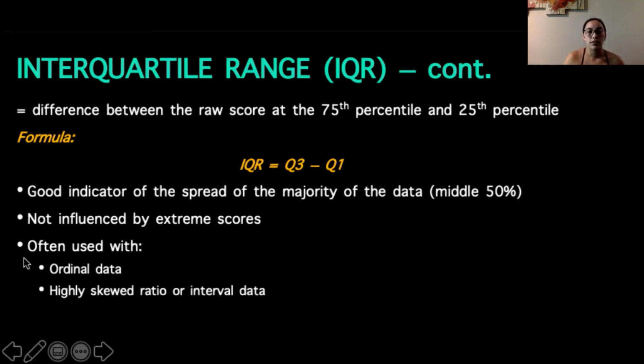It's often used with ordinal data. We can use it with highly skewed data as well. Obviously any type of calculation is going to be better if you have a normal distribution. But the median and interquartile range are nice ways that you can get around it if you've got extreme scores that can't be treated or taken out of your data set.